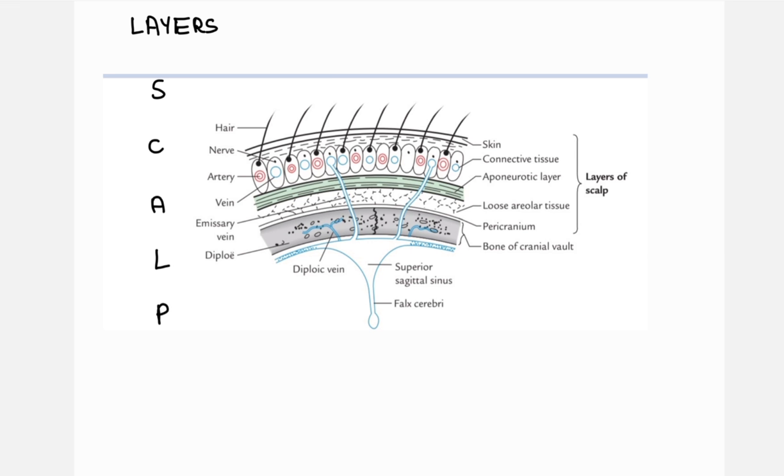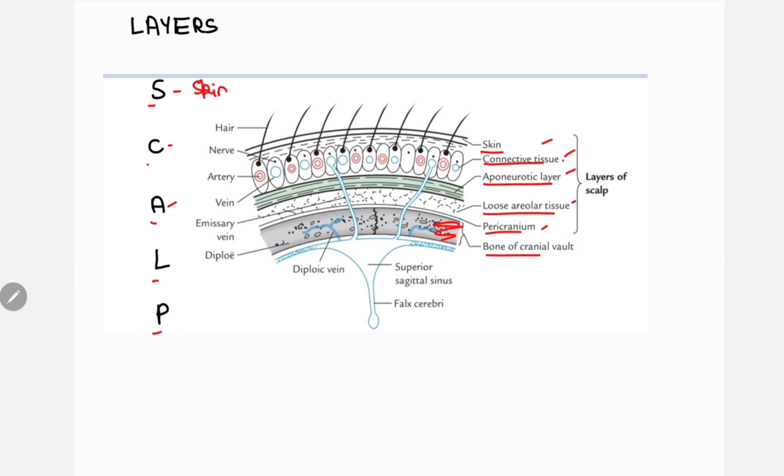So it has, as I said, 5 layers. We can remember the names of the layers by the mnemonic SCALP itself. First layer is skin. Second layer is connective tissue. Third layer is aponeurosis. Skin, connective tissue, aponeurotic layer. Next, loose areolar layer. Next is pericranium, and next, bone of cranium. So these are the layers of scalp: skin, connective tissue, aponeurotic layer, loose areolar tissue, pericranium.